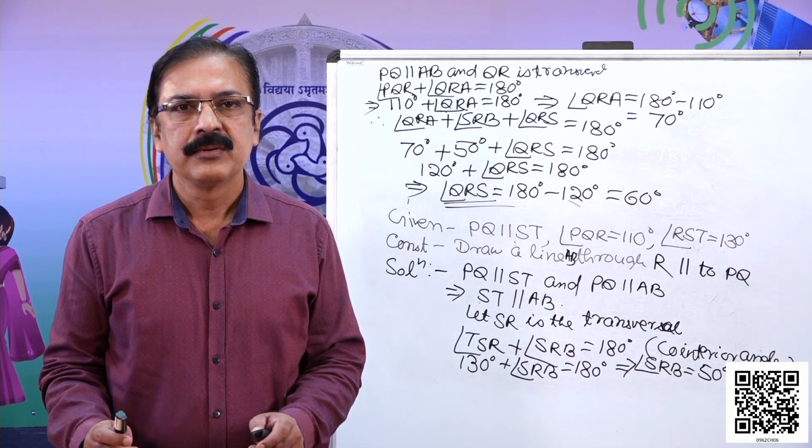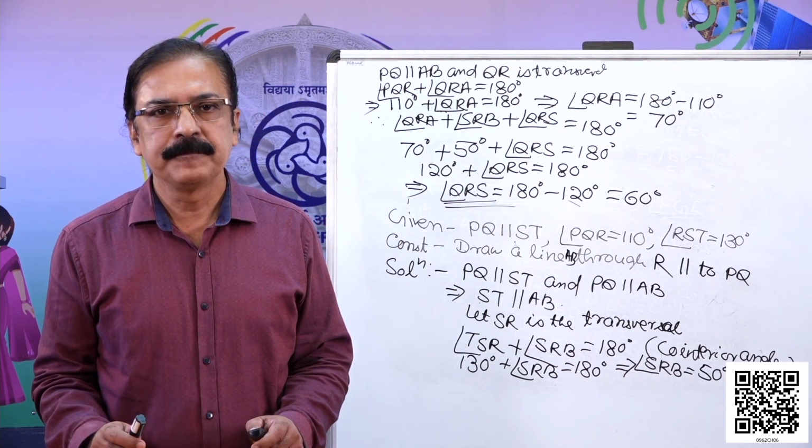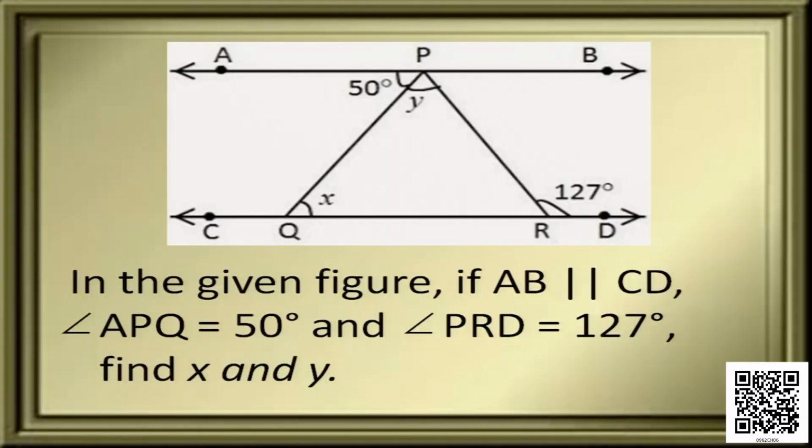Let's have a look at another question. Here the question is like this: AB is parallel to CD in this figure and angle APQ is equal to 50 degree and angle PRD is equal to 127 degree. Find the value of X and Y.